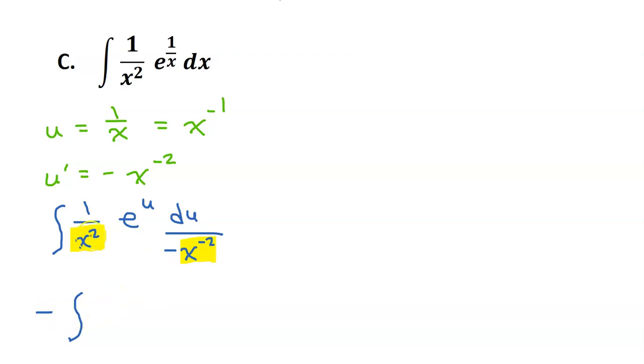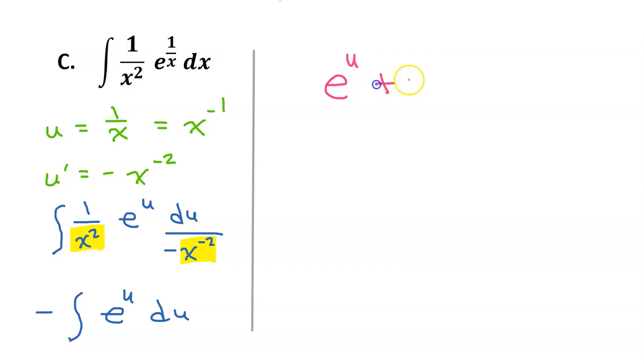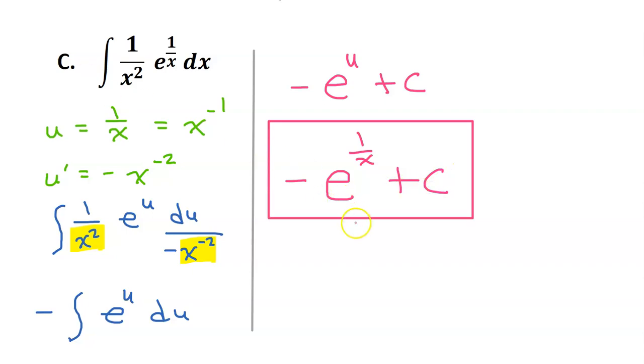So we have the negative sign, these cancel each other out, and then we just have e to the u du. Back to the memorized rule. The integral of e to the u is e to the u plus c. Don't forget about the negative sign that we have. Let's put 1 over x back in for u, and we have negative e to the 1 over x plus c. And that's the final answer.